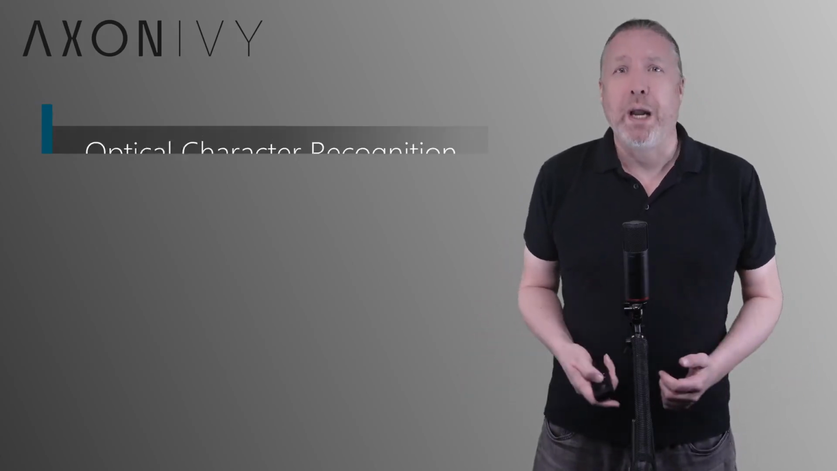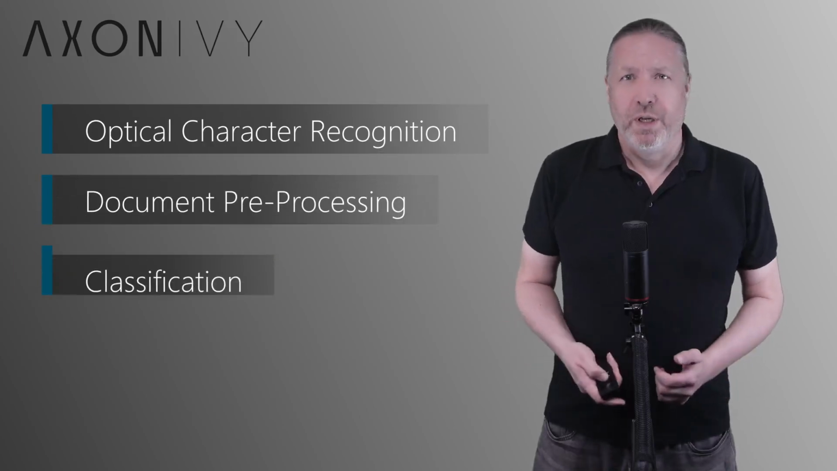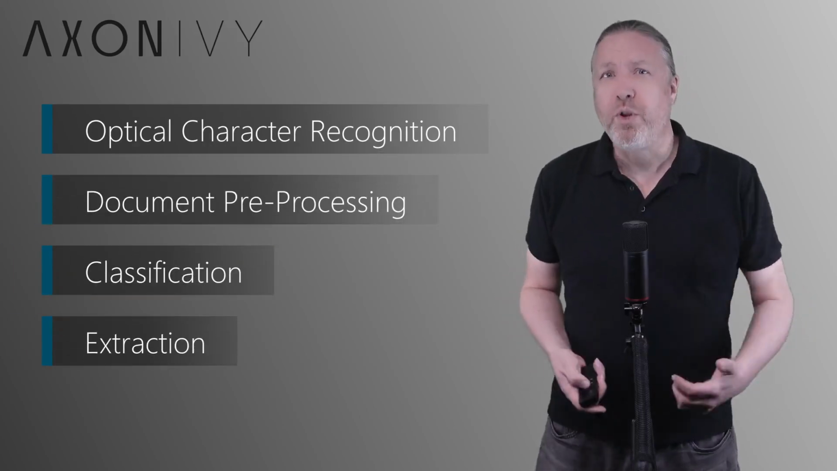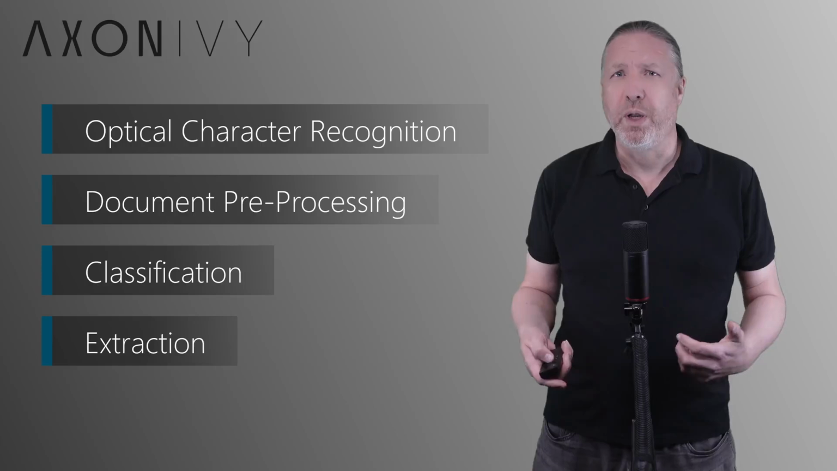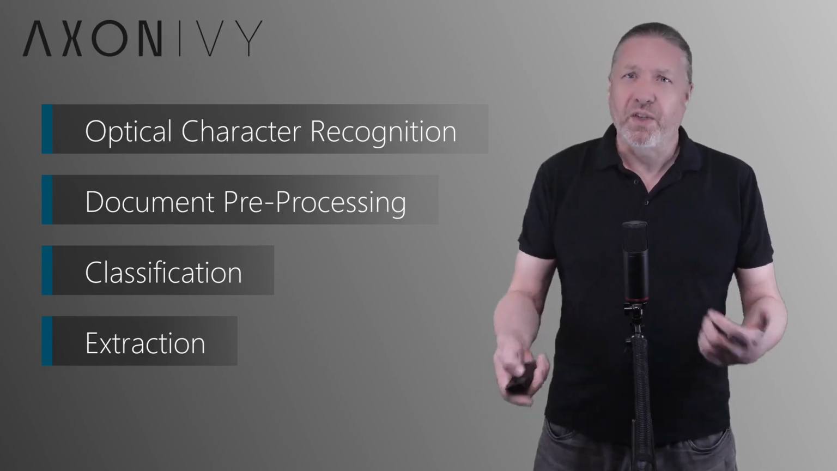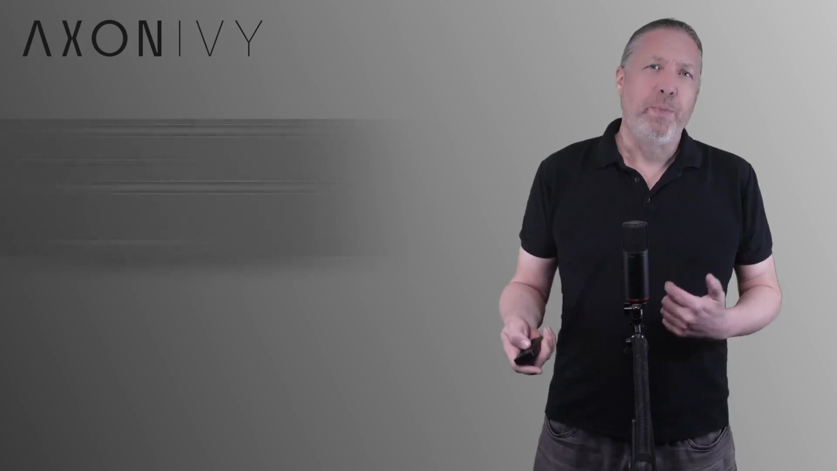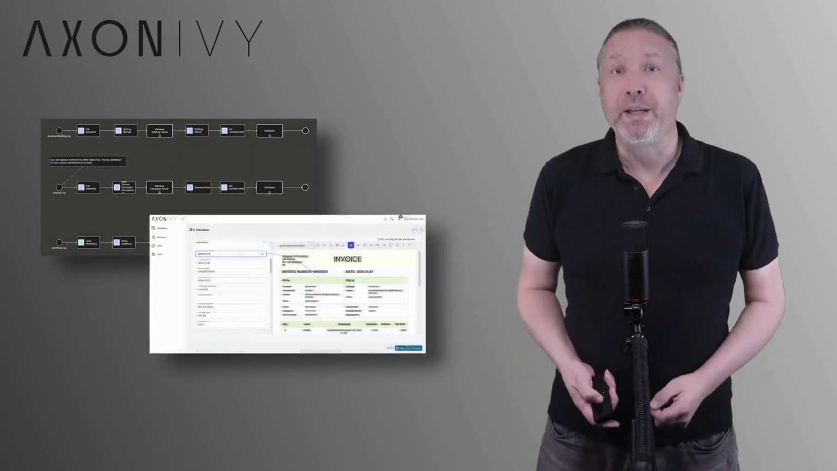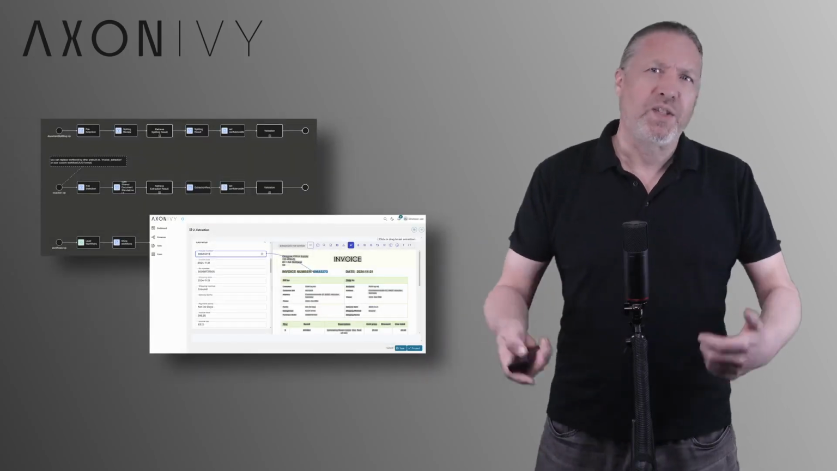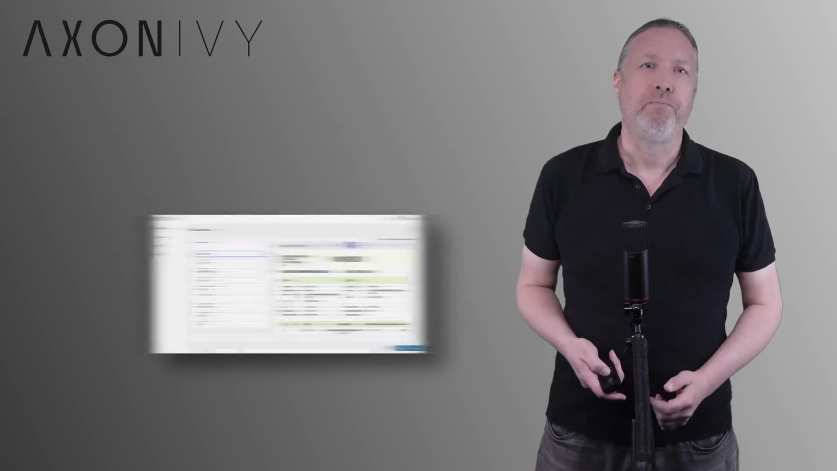This connector gives you access to the IDP's capabilities directly from within your Axon Ivy environment, including optical character recognition, handwritten text recognition, document pre-processing such as cropping and splitting, classification, and extraction. The IDP connector also comes with a demo project, so you can start testing its capabilities right away.